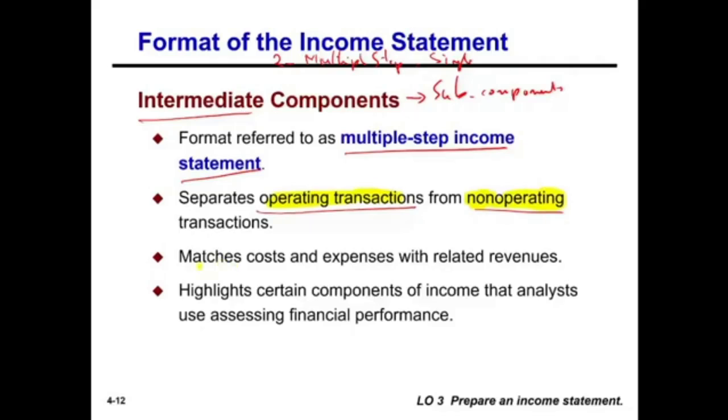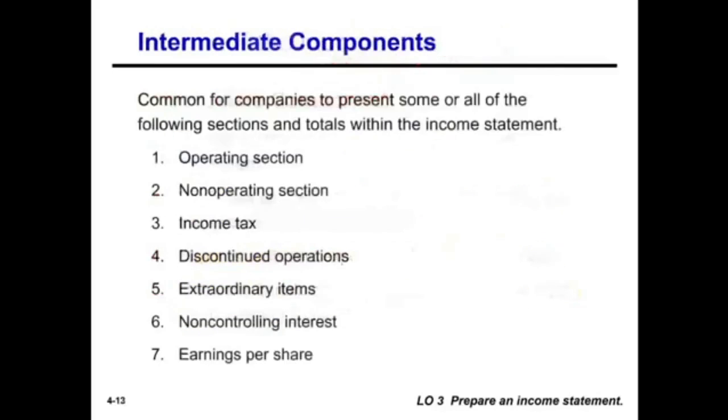We're going to match costs and expenses with related revenues. So anytime we have costs and revenues that are related, we're going to put them together. We're going to highlight certain components of income that analysts use to assess our financial performance. So basically with the multiple step income statement, we are helping the analyst look at our performance. Now there's a multiple step income statement in your textbook. You could look at it. We're going to look at an income statement shortly, but this is what the multiple step income statement is.